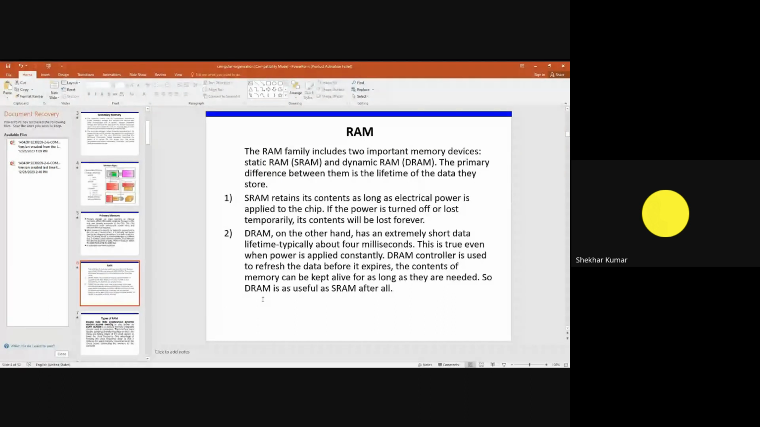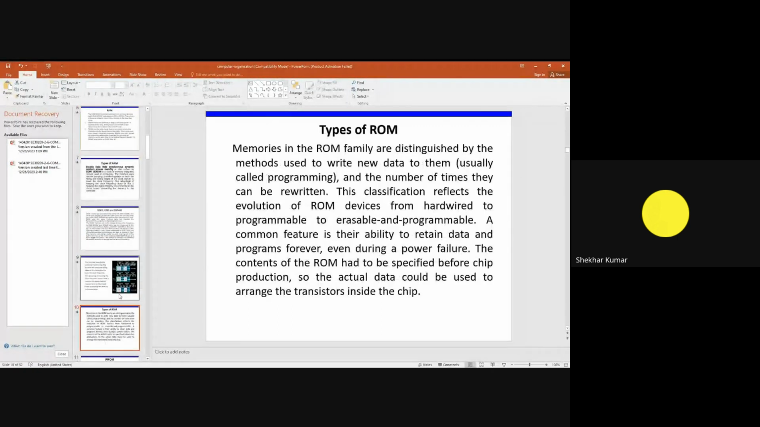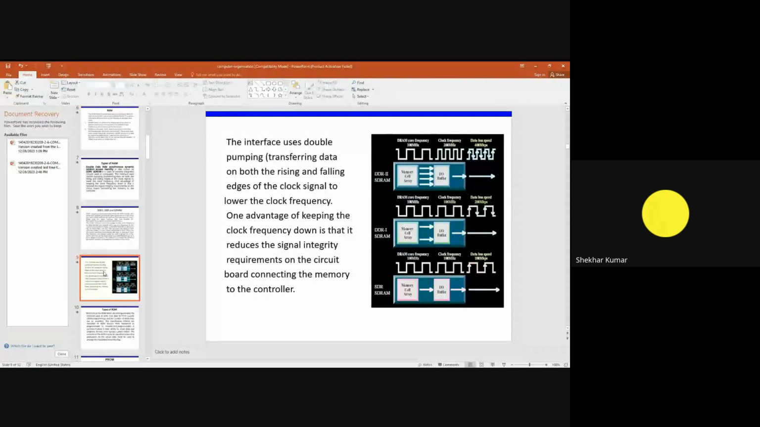The next type of memory is your ROM. That is also called your read-only memory. That is your ROM part. Read-only memory is a permanent storage type. It is a part of primary memory, but it is a permanent storage type.